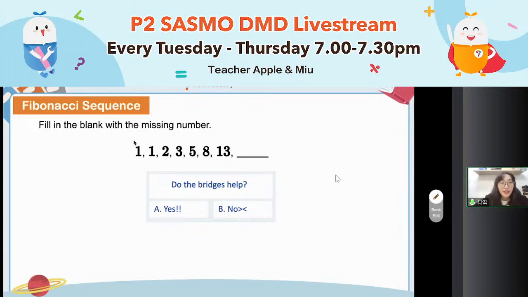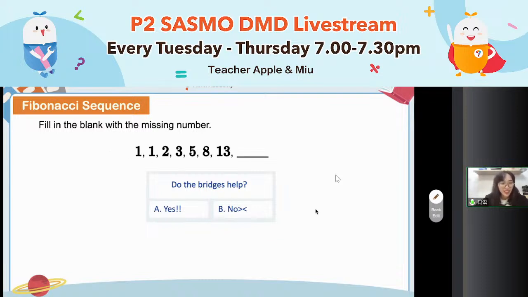Now, the third type. We call this Fibonacci sequence, and also sometimes the teacher would like to call it bunny sequence, because Fibonacci figured out such a number sequence according to the number of rabbits. Okay, so here let's have a look. Fill in the blank with the missing number: 1, 1, 2, 3, 5, 8, 13. So what is the next one? Maybe you can try to draw the bridges and think about it. Do the bridges help? Yes or no? Well, again, super fast, everyone.